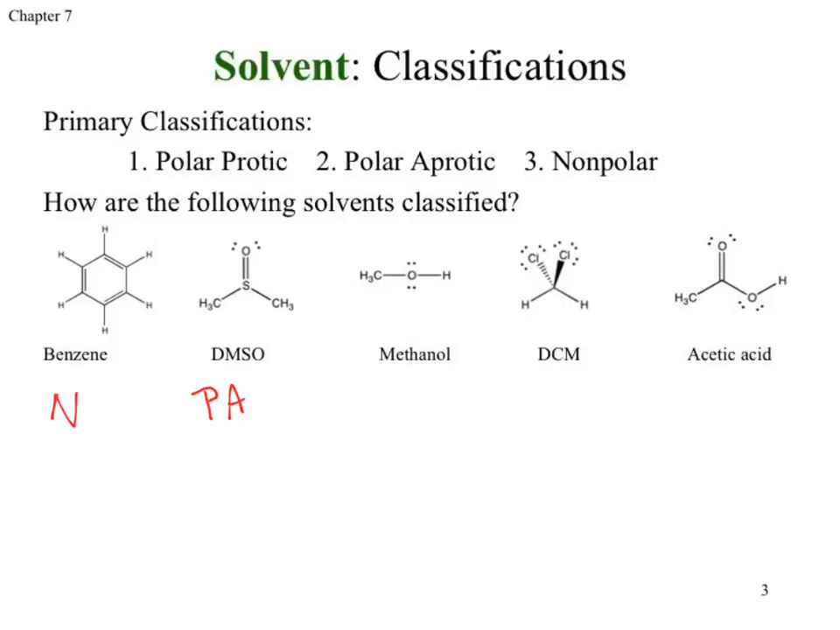Methanol, we're looking at a polar protic solvent because we have a hydrogen bonded to oxygen, nitrogen, or fluorine. In this case, it's oxygen. We have a hydrogen bonding solvent that's going to be polar protic.